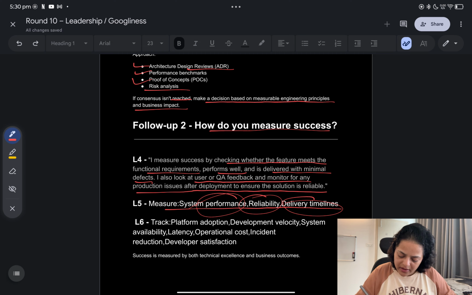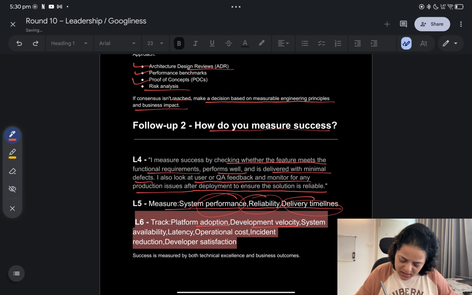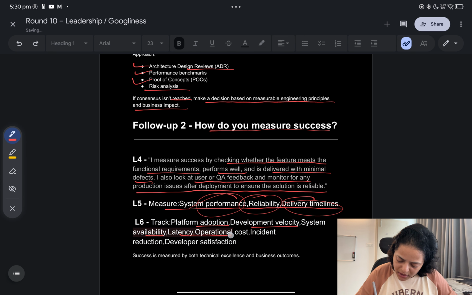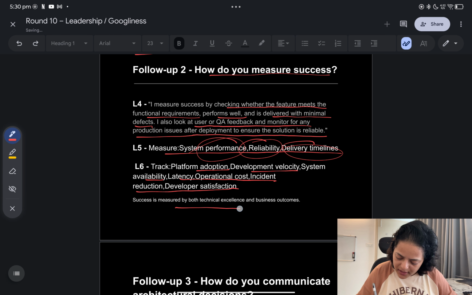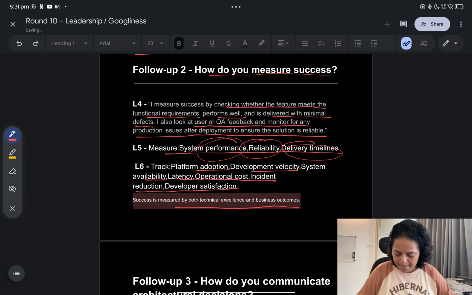L6 will say that he will track platform adoption, development velocity, system availability, latency, operational cost, incident reduction, and developer satisfaction. Right, so success is measured by both technical excellence and business outcomes.